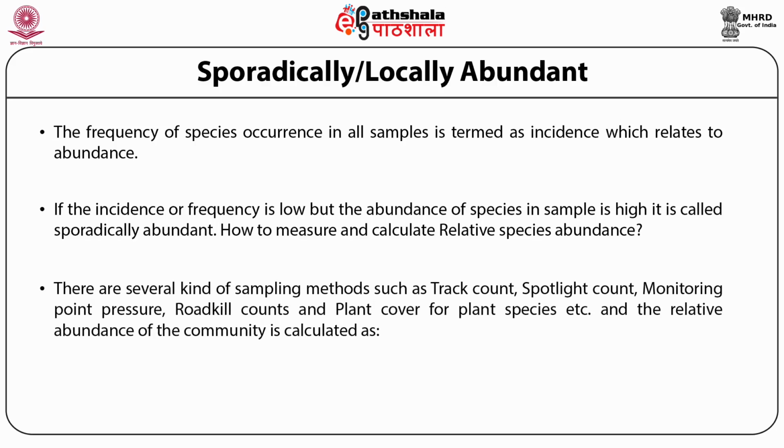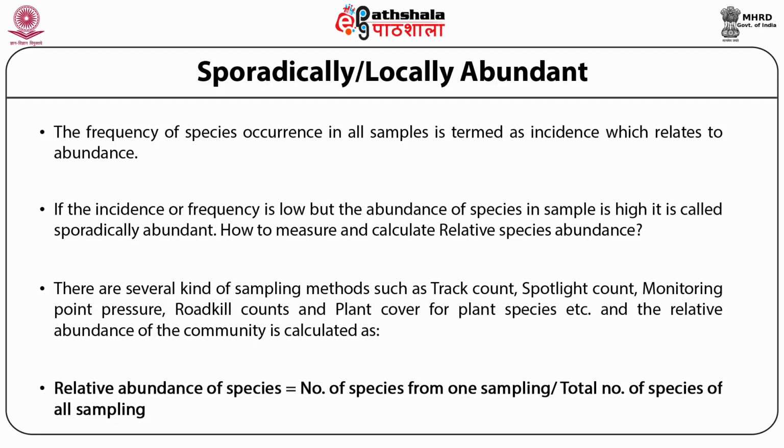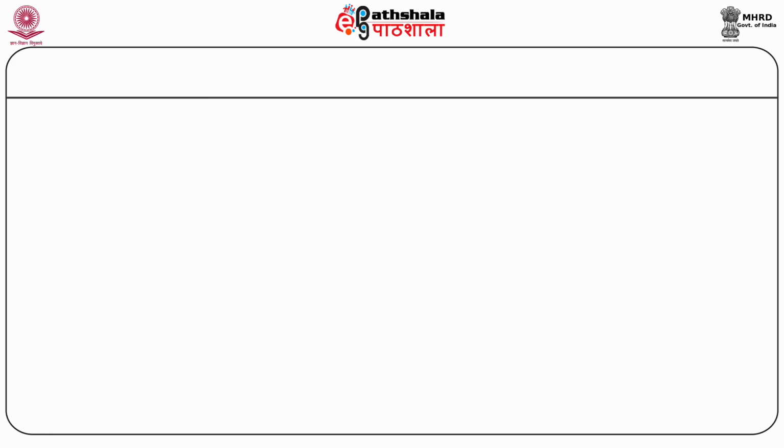There are several kinds of sampling methods, such as track count, spotlight count, monitoring point pressure, road kill count, and plant cover for plant species, etc. The relative abundance of the community is calculated as: relative abundance of species is equal to the number of species from one sampling divided by the total number of species of all sampling.